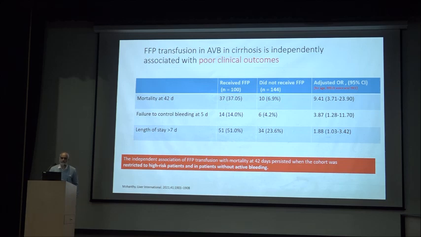And again, it was found that FFP transfusion in acute variceal bleed is independently associated with poor clinical outcomes. Mortality at 42 days among patients who received FFP was 9 times more than among those who did not receive FFP. Failure to control bleeding was 4 times more, and length of stay more than 7 days was twice as likely in patients who received FFP. The independent association of FFP transfusion with mortality at 42 days persisted when the cohort was restricted to only high risk patients and in patients even without active bleeding. So FFP transfusion is detrimental.